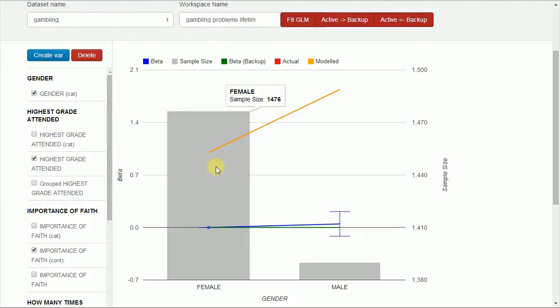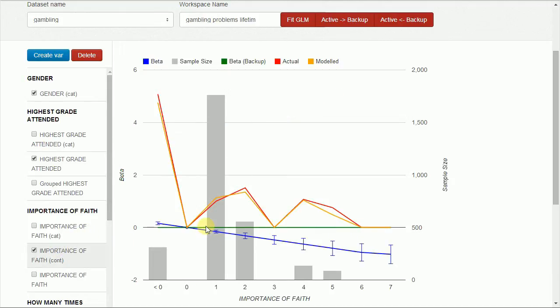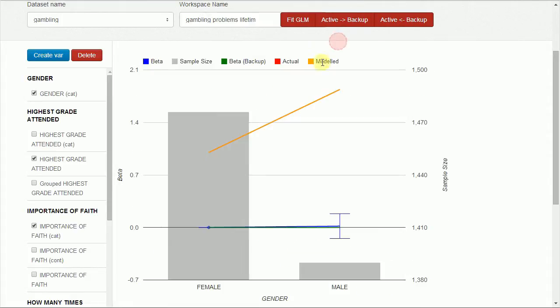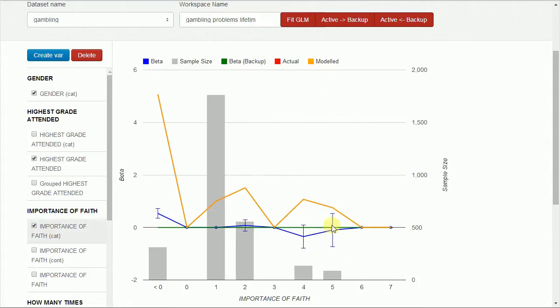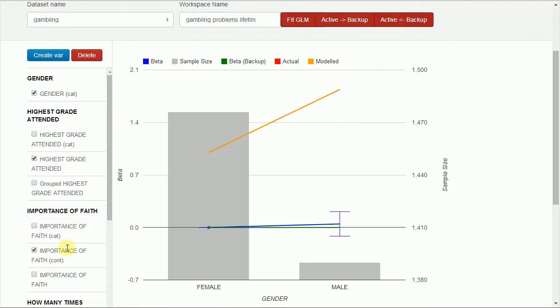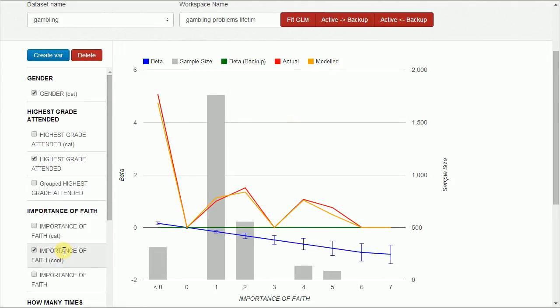As I said earlier, this appears to have been a survey question about how important faith is to that individual, answered on a Likert scale, from very important to not important at all. By fitting the cont version of this variable, it has fit a linear line through the levels, as shown by this blue line, rather than giving each level its own beta. If we fit it as a categorical, like this, each level takes its own value. You can see here. Go back to the continuous version.